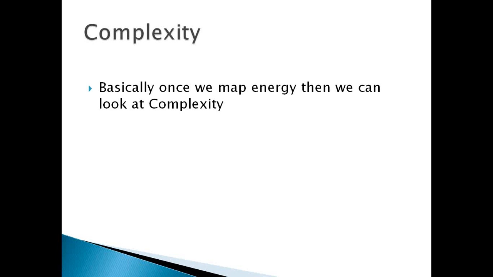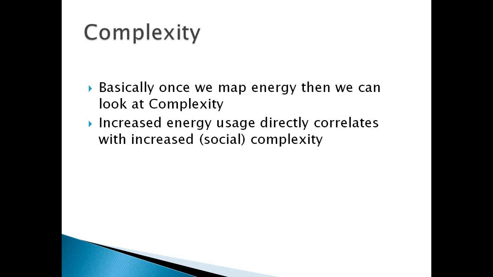Well, things become more complex. Basically, once we've mapped energy in this sense, in looking at the transition from agriculture to industry, we can look at complexity. Increased energy directly correlates with increased social complexity. That means increased technological complexity, economic complexity, cultural complexity, and so on.